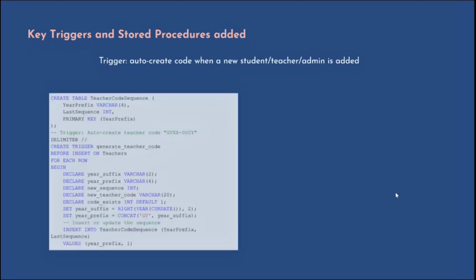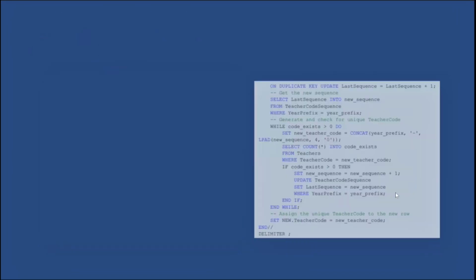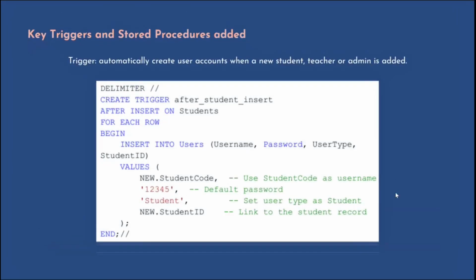To make the system smarter and more efficient, we implemented several stored procedures and triggers. Triggers automatically generate student code, teacher code, and admin code when new records are added. This makes the system consistent and reduces manual input. Another trigger automatically inserts a record into the users table whenever a student, teacher, or admin is added, with a default password of 12345 to allow immediate login.